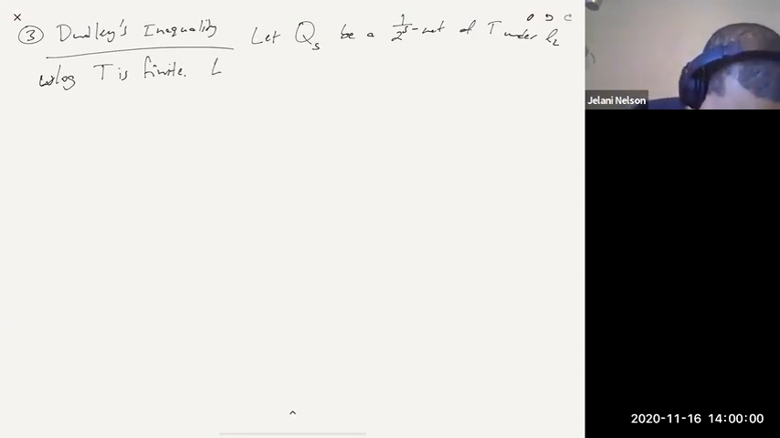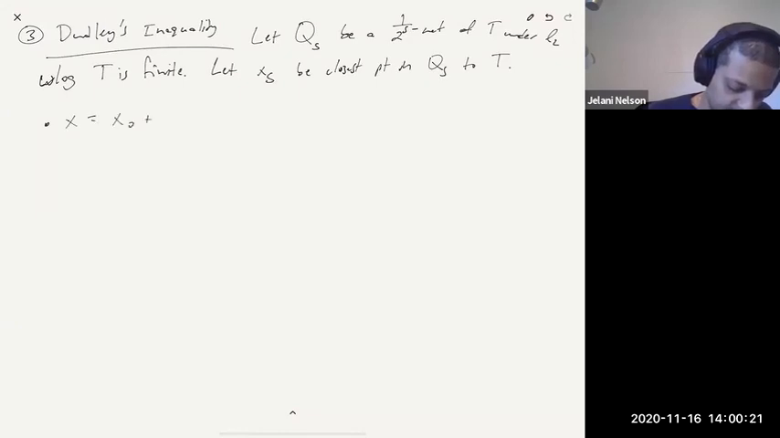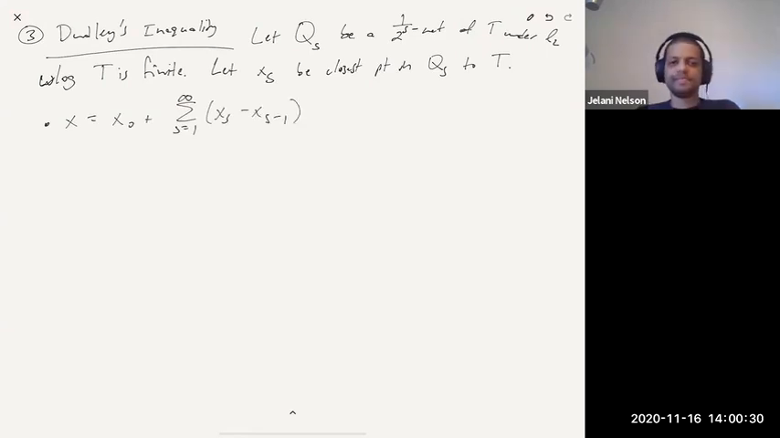And I'm going to say let x_s be the closest point in Q_s to x in T. Now observe, I can write x as being x_0 plus the sum s goes from 1 to infinity of x_s minus x_{s-1}. Does that make sense? Why?